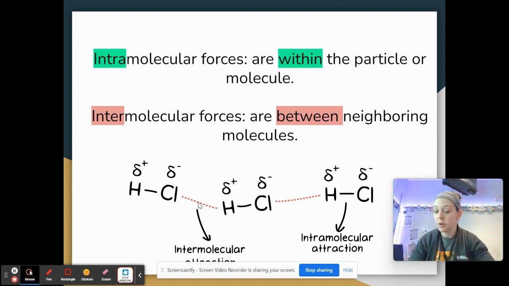So again, these are not permanent. These are not chemical bonds that are formed. A chemical bond is where electrons are being transferred or shared. This is just a force that's holding them together close by one another.